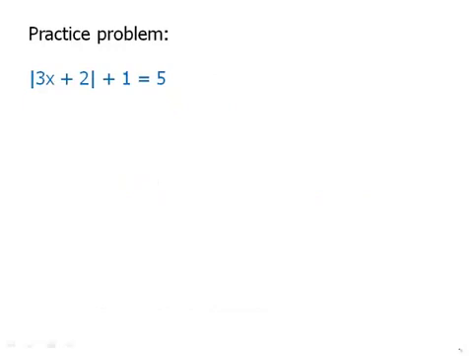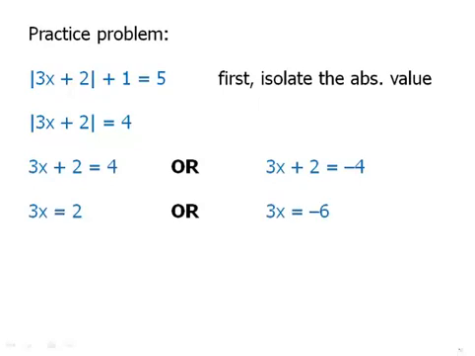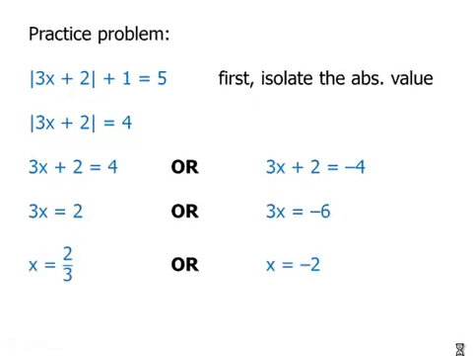Here's a practice problem. Pause the video and then we'll talk about this. So of course with this, we have to isolate the absolute value first. We subtract 1. Once we subtract 1, then we're all set. I'm going to break it into two equations. Solve each equation individually, divide by 3. And we get x equals positive 2/3 or x equals negative 2. And those are the two solutions.